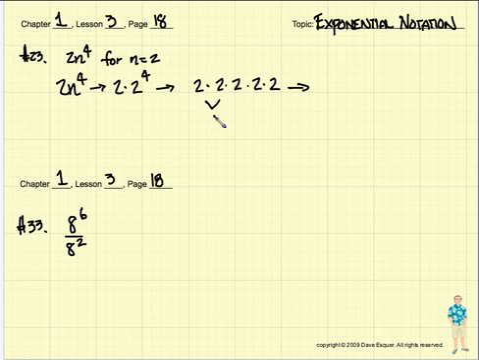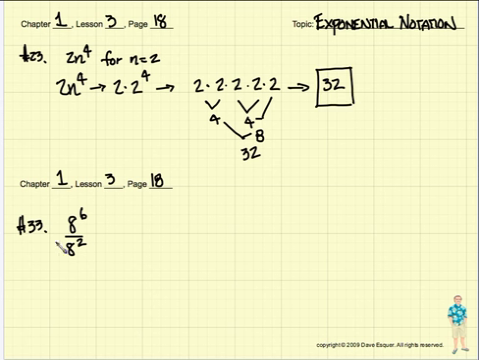We have 2 times 2 is 4. 2 times 2 is 4. 4 times 2 is 8. 8 times 4 is 32. So I think our answer turns out to be 32. You can group it any way you'd like. I have 2 times 2 is 4, times 2 is 8. 8 times 2 is 16, and 16 times 2 again would be an answer of 32.